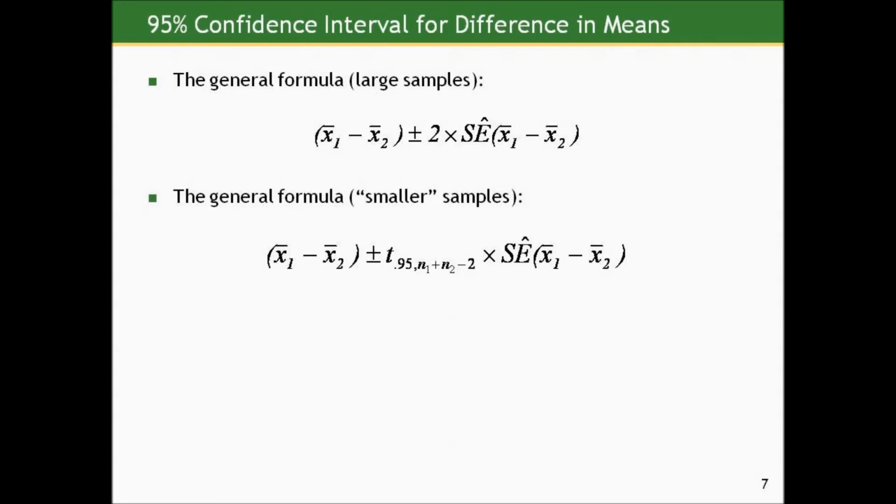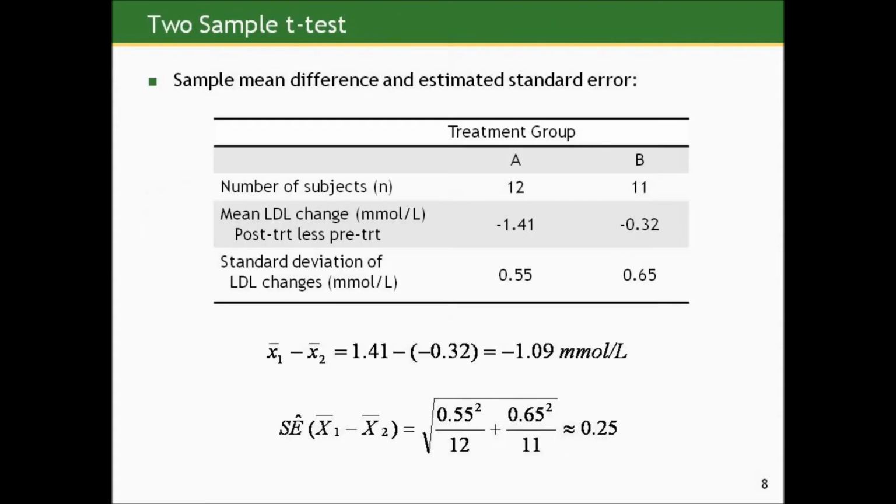The general formula for smaller samples is almost identical, except how far we go is determined by our degrees of freedom. So we take the value that cuts off 95% in the middle of the t-distribution with n1 plus n2 minus 2 degrees of freedom. So generically, that means in really small samples, we'll have to go slightly greater than 2. But conceptually, it's the same exact idea.